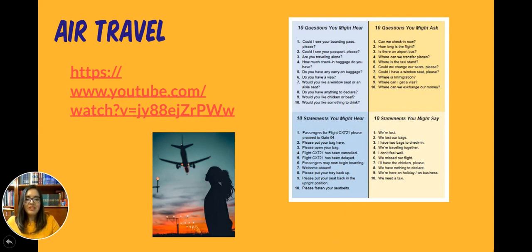So first of all, let's start with the questions that you might hear. Which kinds of questions might we hear? For example, could I see your boarding pass, please? To get to the plane, you need your boarding pass, okay? And you could check there your seat or the aisle, etc. Okay, the boarding pass, your name as well. Another question is, could I see your passport, please? Because remember that if we want to go abroad, you need a passport, okay?